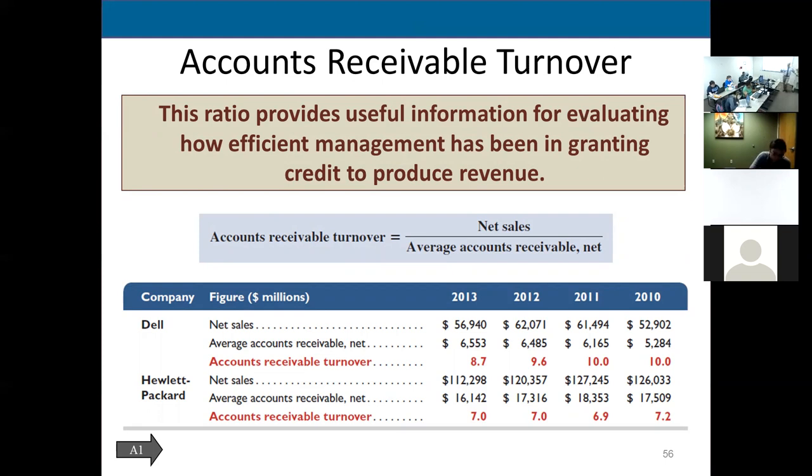So in this example, we're looking at Dell and HP. You want to take the net sales for any given time period. We're showing 2010 through 2013. Take the net sales, and those are reported for us. So in 2013, the net sales for Dell were $56,940. Keep in mind that we're reporting in the millions. Divided by average accounts receivable, net. And those are reported, and we see the turnover here. So who is more efficient?